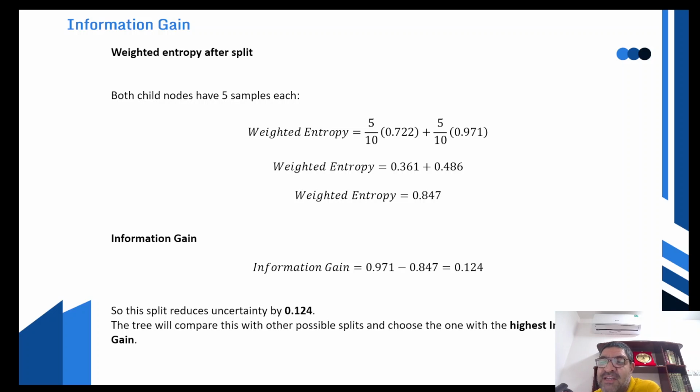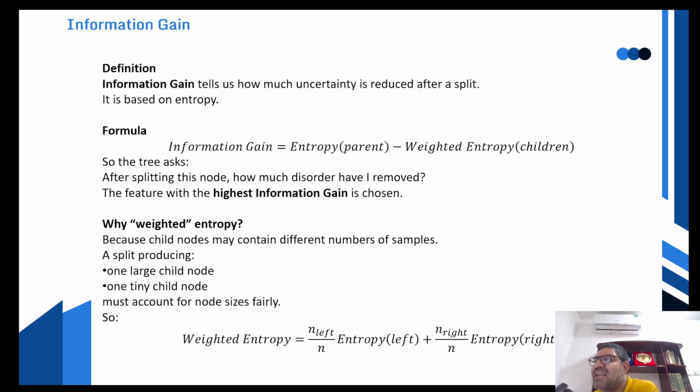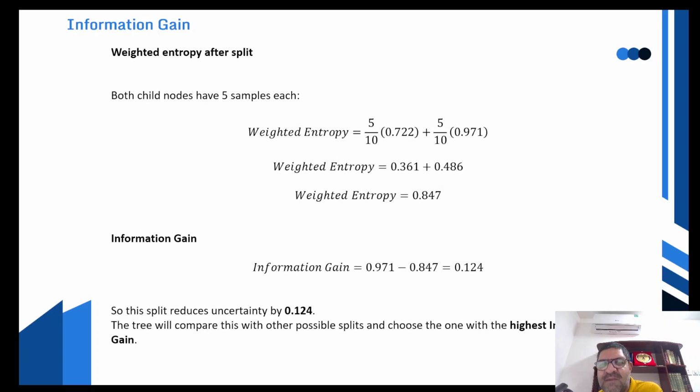Now, has the information gain happened? That will be evaluated when we calculate information gain. So we have seen here information gain is equivalent to entropy of the parent minus weighted entropy of the children. If we put the same values here, information gain is the entropy of the parent, which is 0.971 in our case, minus the weighted entropy calculated from the children, that is 0.847. So our information gain is 0.124.